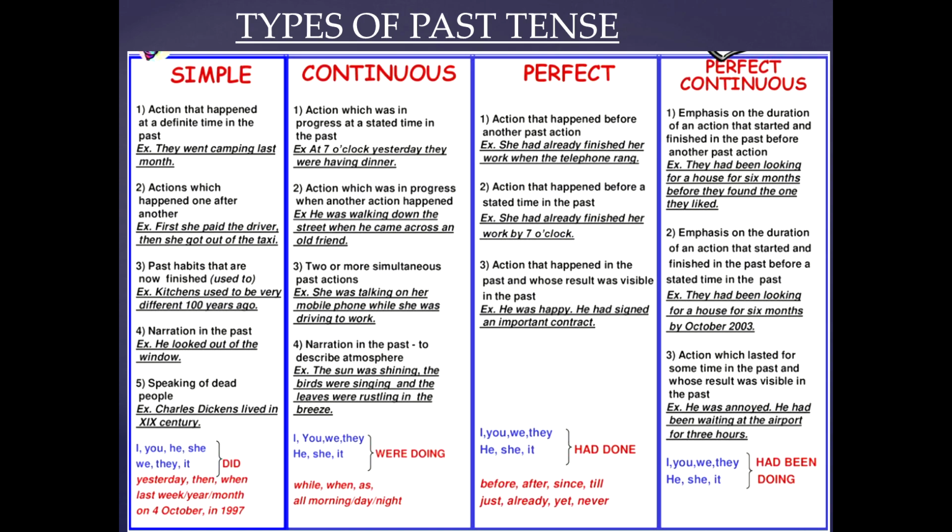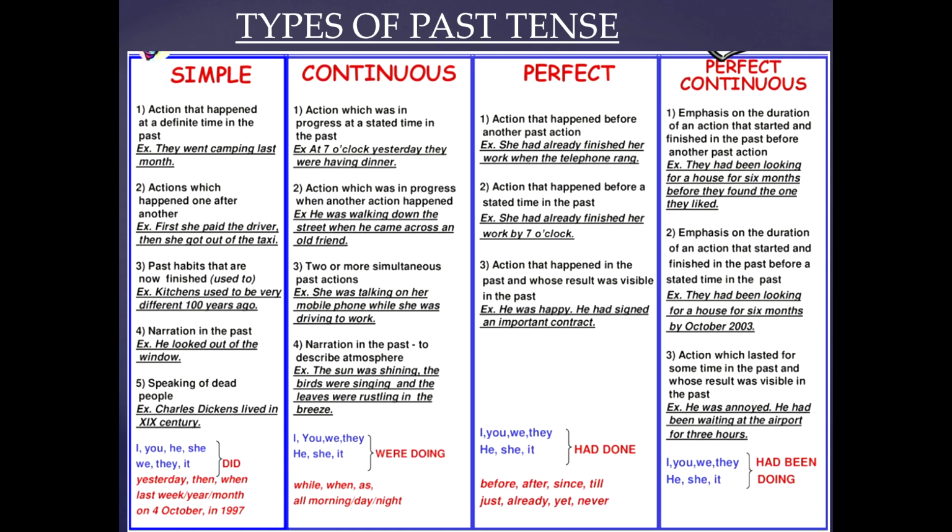And two or more simultaneous past actions, which is almost one and the same as the previous example we discussed, right? She was talking on her mobile phone while she was driving to work. And again, narration in the past to describe atmosphere: the sun was shining, the birds were singing, and the leaves were rustling in the breeze. Here also the narration is happening in the past, right?